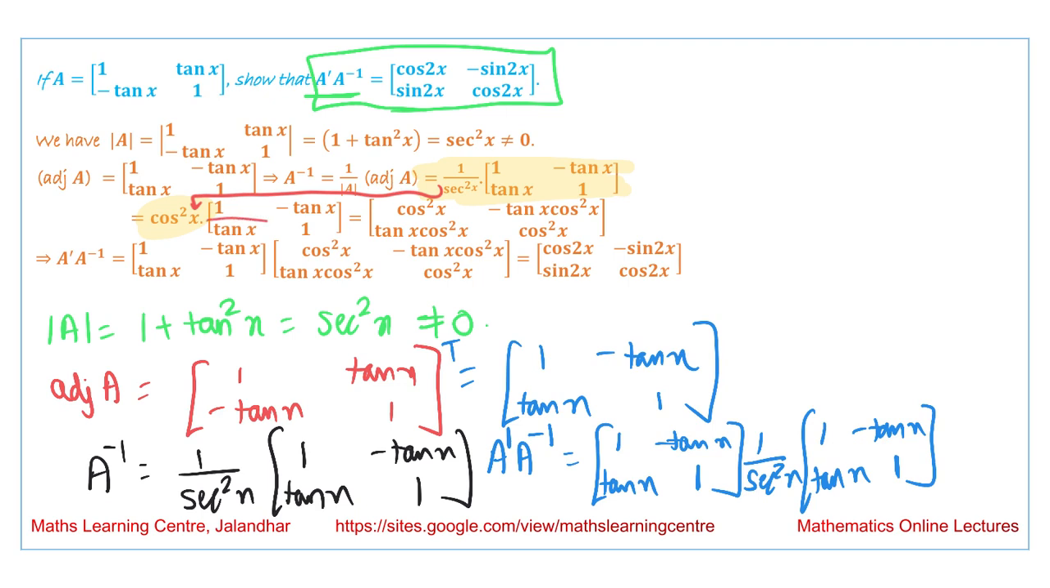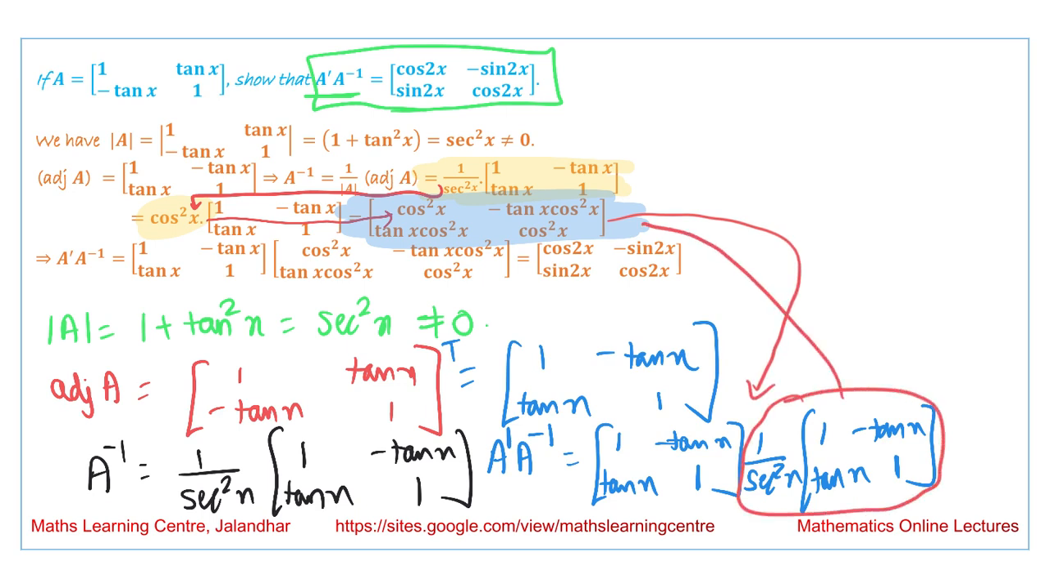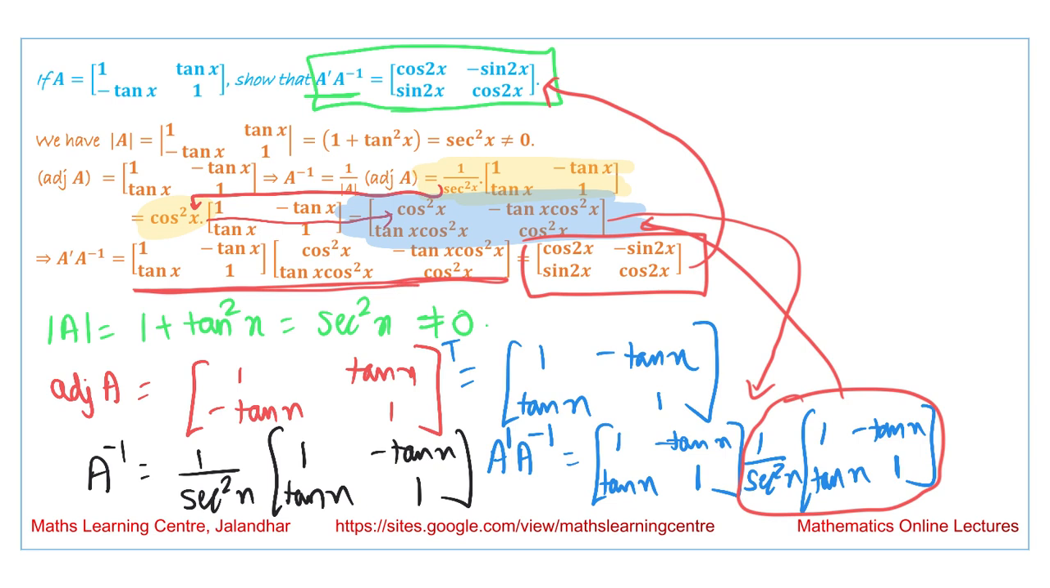When we multiply these terms, this matrix will come in this form: cos square x, minus tan x cos square x, tan x cos square x and cos square x. And when we multiply these values, the answer we obtain is equal to cos 2x minus sin 2x and cos 2x, which is the required matrix. You can calculate these values on your own and try to obtain this matrix.